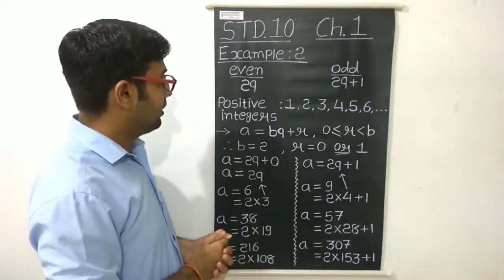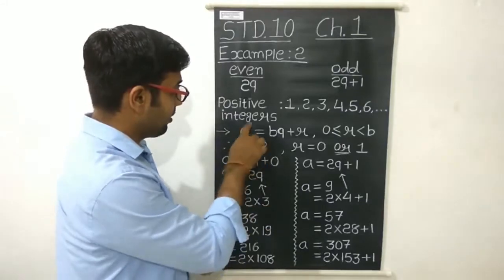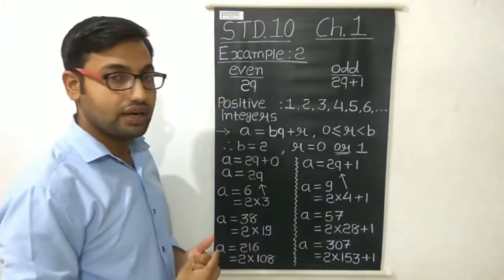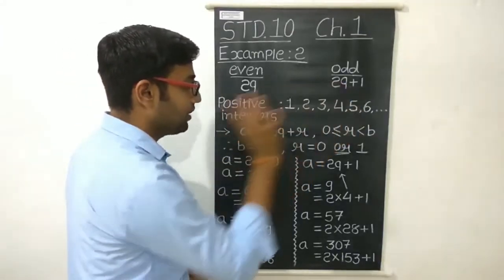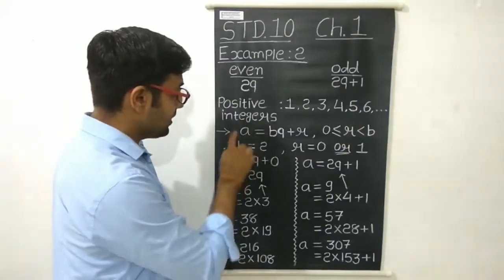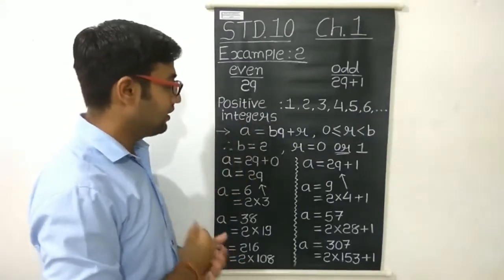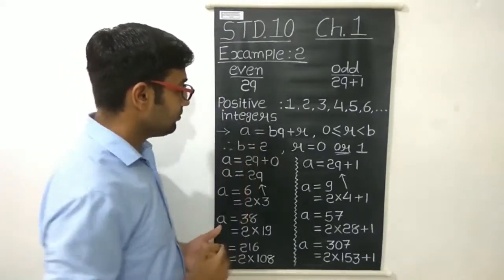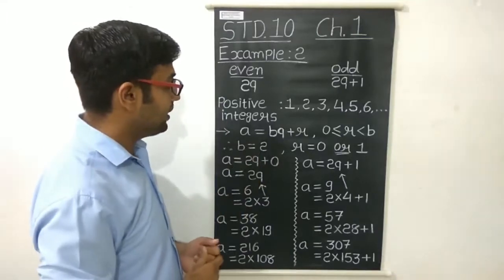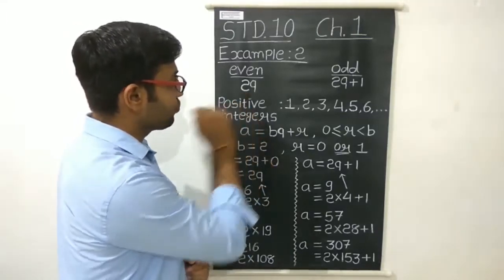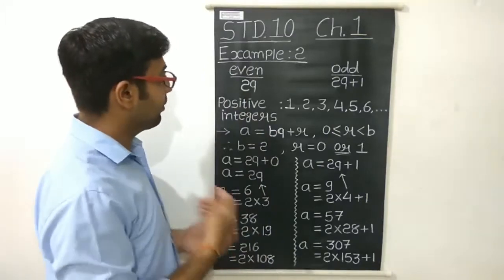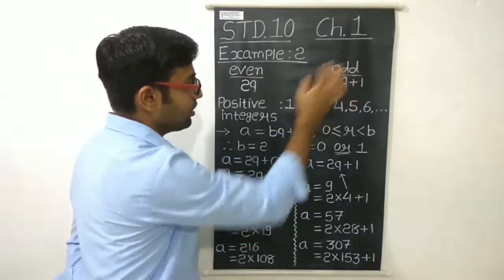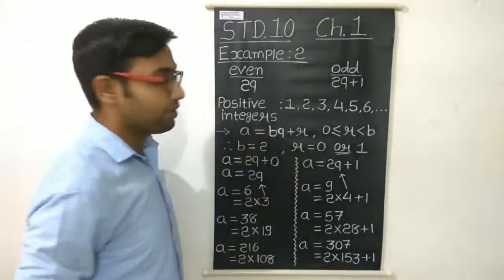To do that, let us take a number a. What is a? A is a positive integer. A may be 1, 2, 3, 4, 5, 6, 7, 8, 9, any value. A is any positive integer, and let us take another number b. What is the value of b? We can take b as 2. Why 2? Because we have to show that even positive integers are in the form of 2q and odd integers are in the form of 2q plus 1.